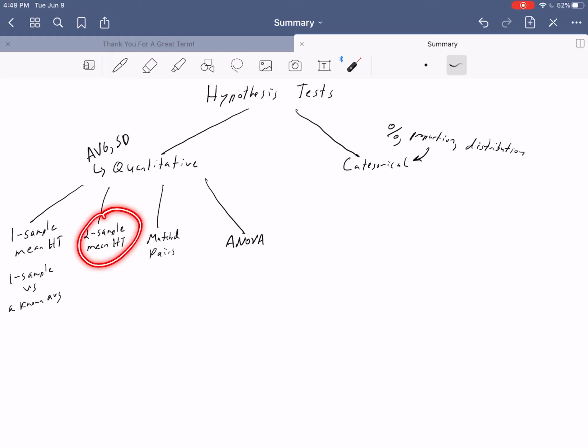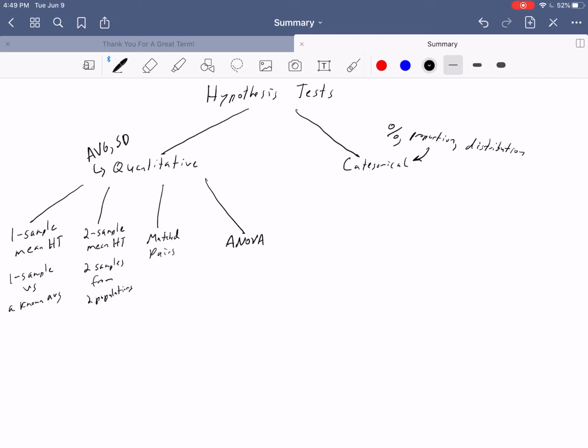A 2 sample mean hypothesis test is when you have 2 samples from 2 populations. So remember, 2 sample procedures are generally used when you have 2 samples from 2 separate populations. So maybe you want to compare the average for men for some variable against the average for women for some variable. Or maybe you want to compare the average for some variable for adults in the US versus the average for that same variable for adults from a different country. That would be the type of thing you would use a 2 sample mean hypothesis test on.